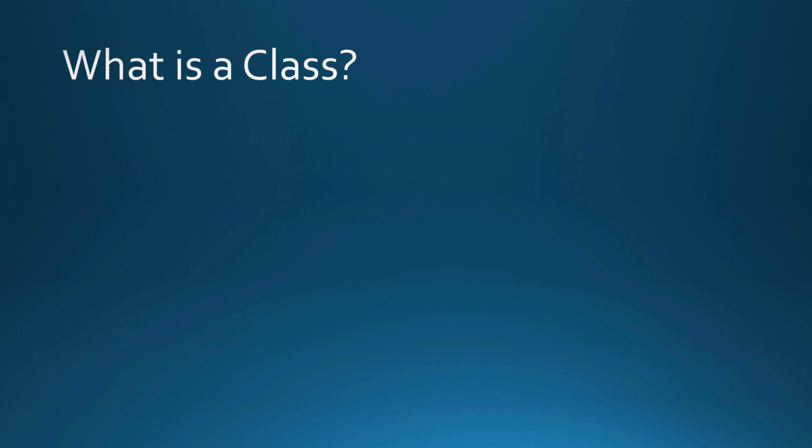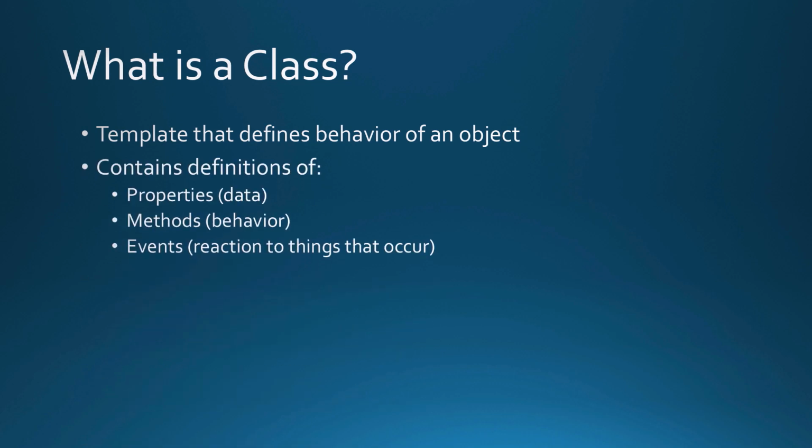So what is a class? A class is a template that defines behavior of an object at runtime. A class contains definitions of properties, which hold data, methods that do things with that data, or events. These are reactions to things that occur. Now, a blueprint of a house is a class. You can't live in a blueprint, so that's the template that defines a house.